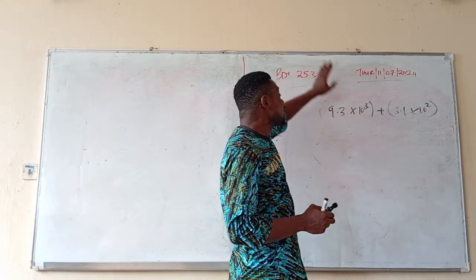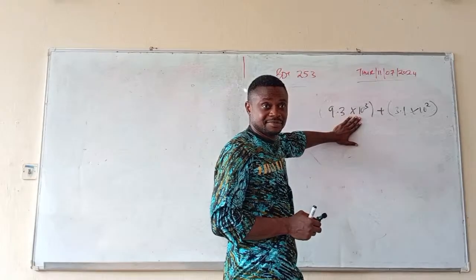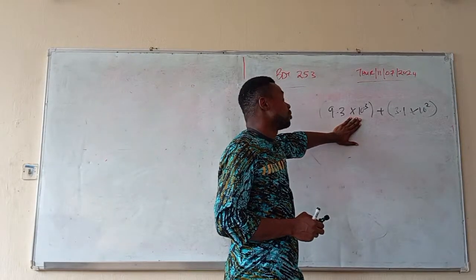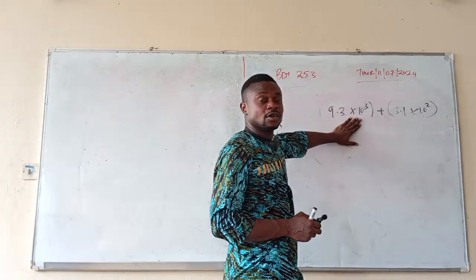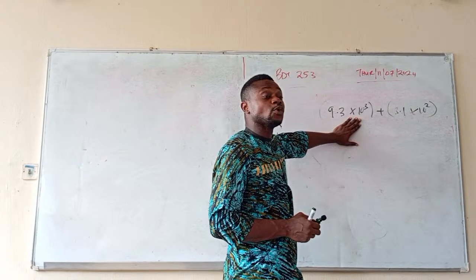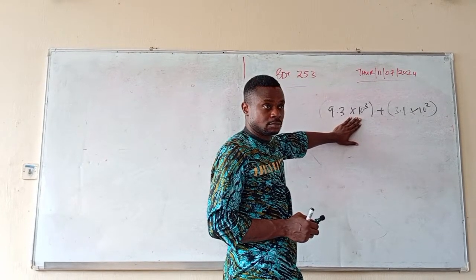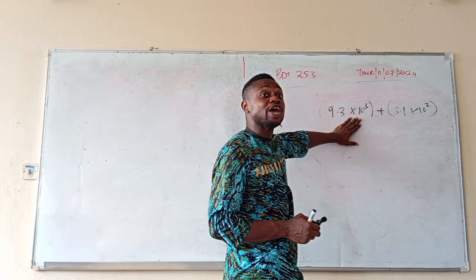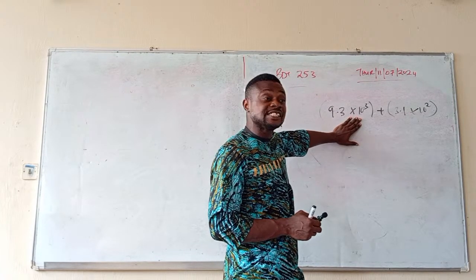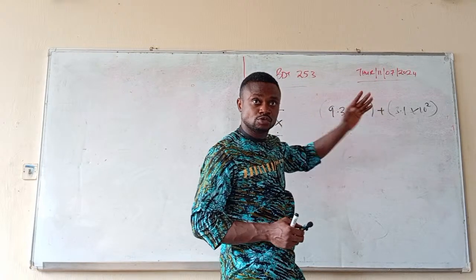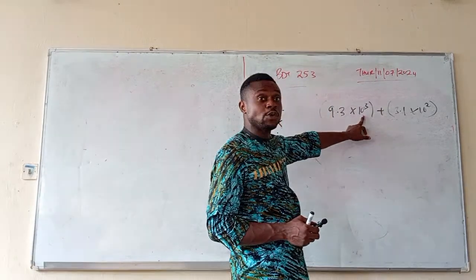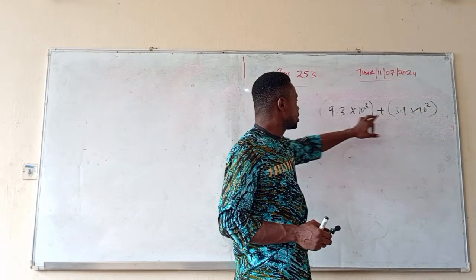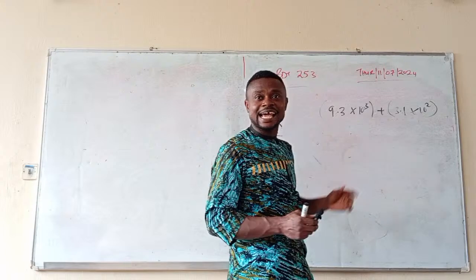Before you can do anything in this expression, the first step is to ensure that the powers are equal. Check if the powers of the two numbers are equal. If they are equal, you bring the power by the side, then add the coefficients.